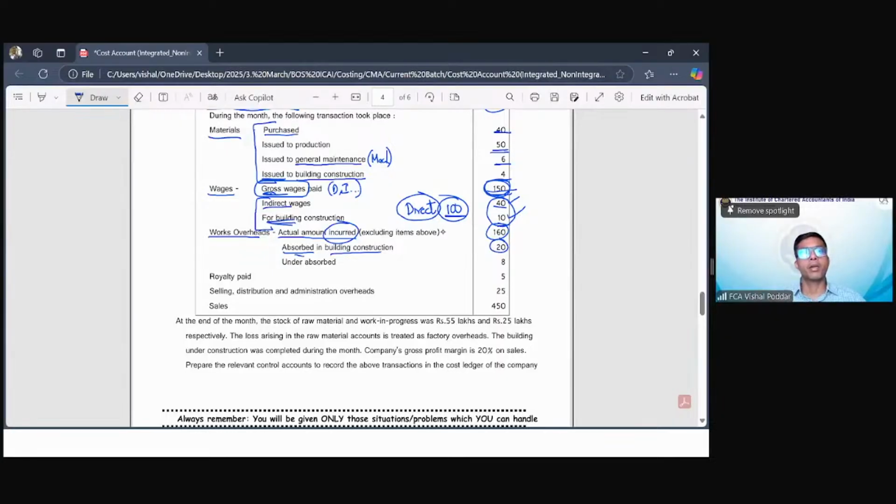Now the interesting part. For the first time, they have given the entry for under absorption. Generally, this under or over absorption is my final balancing figure of the overheads account. But here, they have given me this as a transaction. It means I will have something else as my balancing figure that we'll have to identify when we close this account. But for the time being, I have to pass some entry for this. Tell me what entry is passed. What is to be done if under absorbed overheads is given? Give me the entry, students.